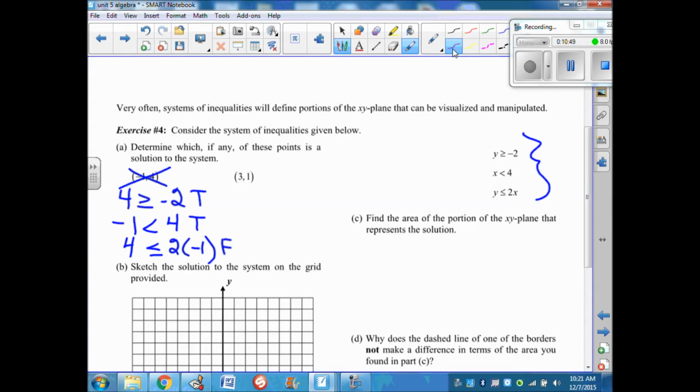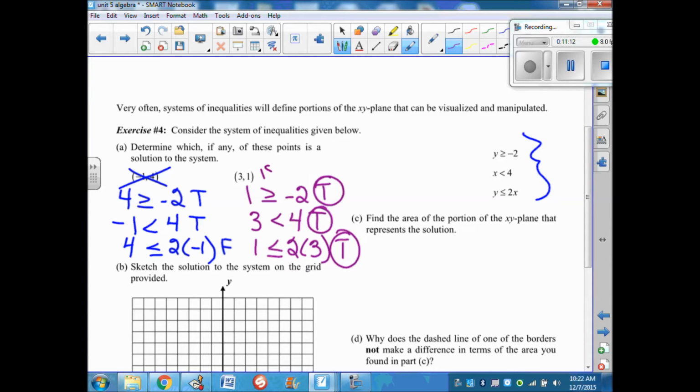Same thing with (3, 1). Is 1 greater than or equal to -2? That's true. Is 3 less than 4? That's true. And now let's see if it makes that third one true. Is 1 less than or equal to 2 times 3? And that is absolutely true. So (3, 1) is in the solution set.